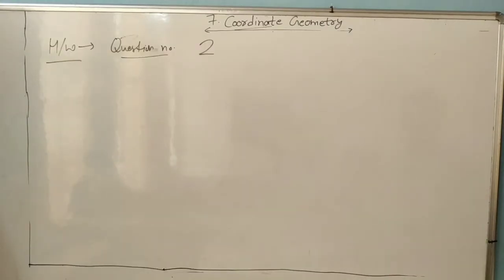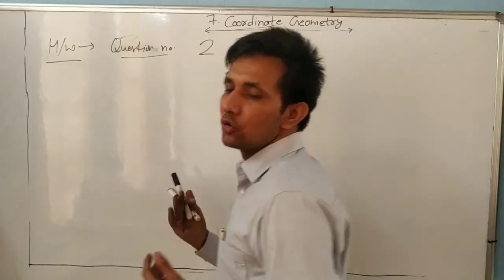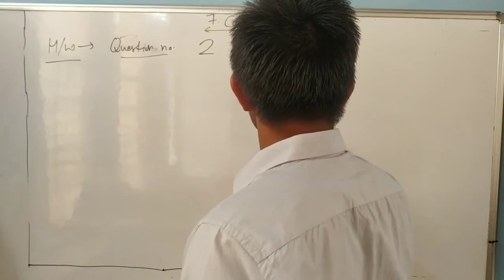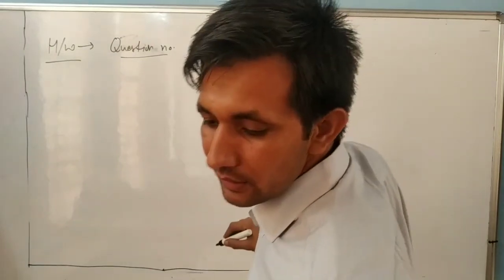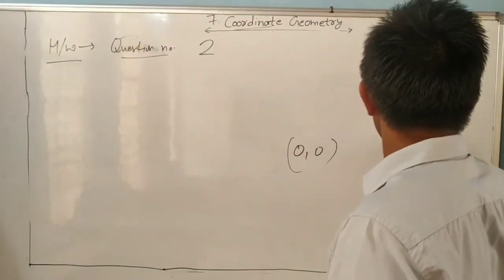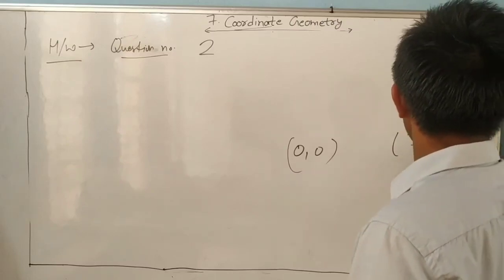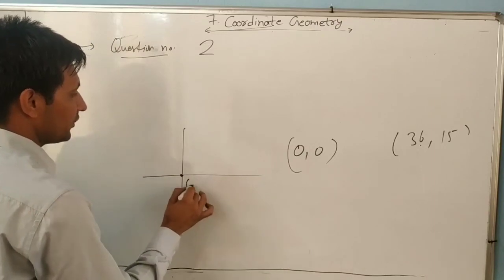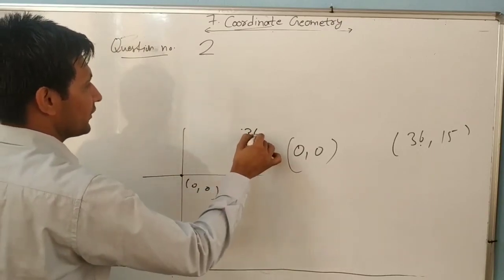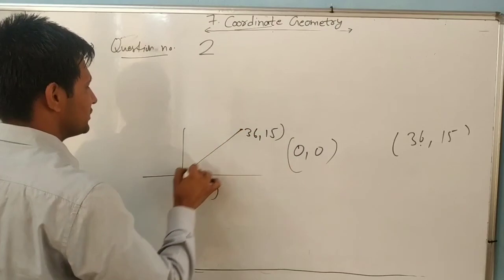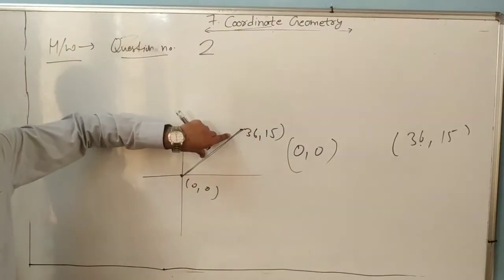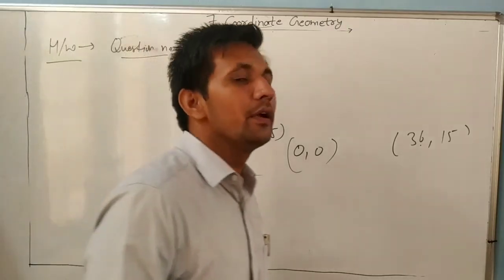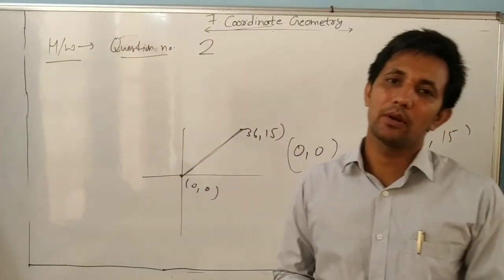So now, dear, question number 2 you have to do yourself, because in question number 2 what is your distance between 0, 0 and 36, 15, like this one. It is in the first quadrant. It is 0, 0 and 36, 15. Find the distance between these 2 points using the distance formula. Okay, so do it yourself. Always remember the distance formula. Understand here?